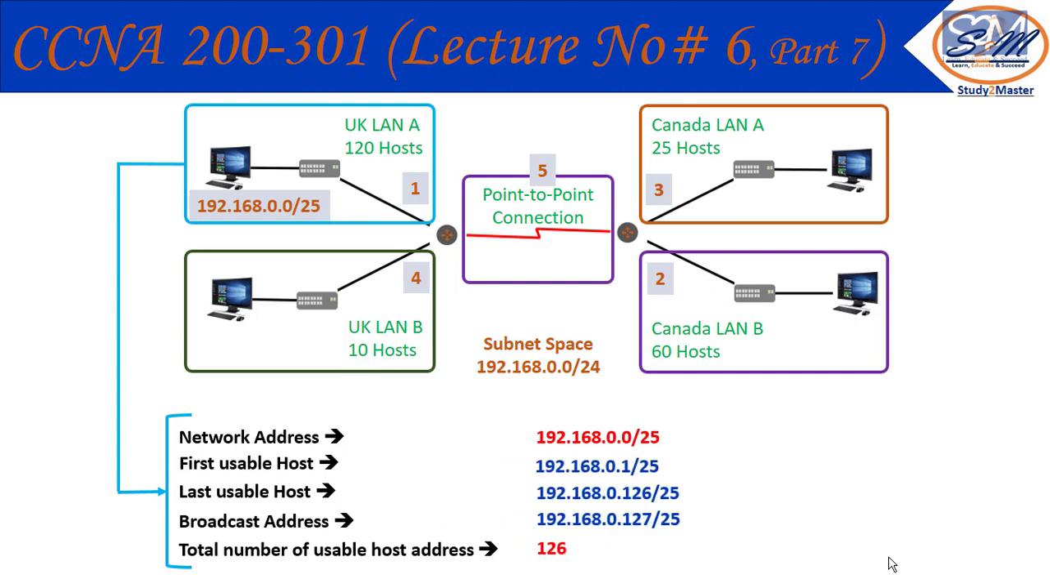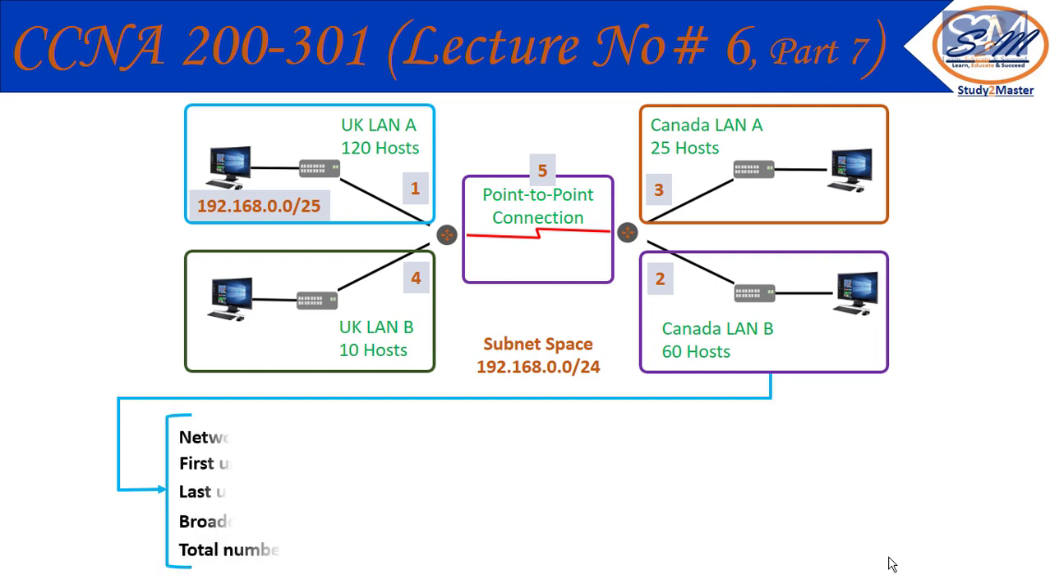After doing VLSM or subnetting, the network addresses will all be with the /25. Why /25? Because we have borrowed just one bit from the host side. The network address, the broadcast address, and the total usable host addresses will look like this.